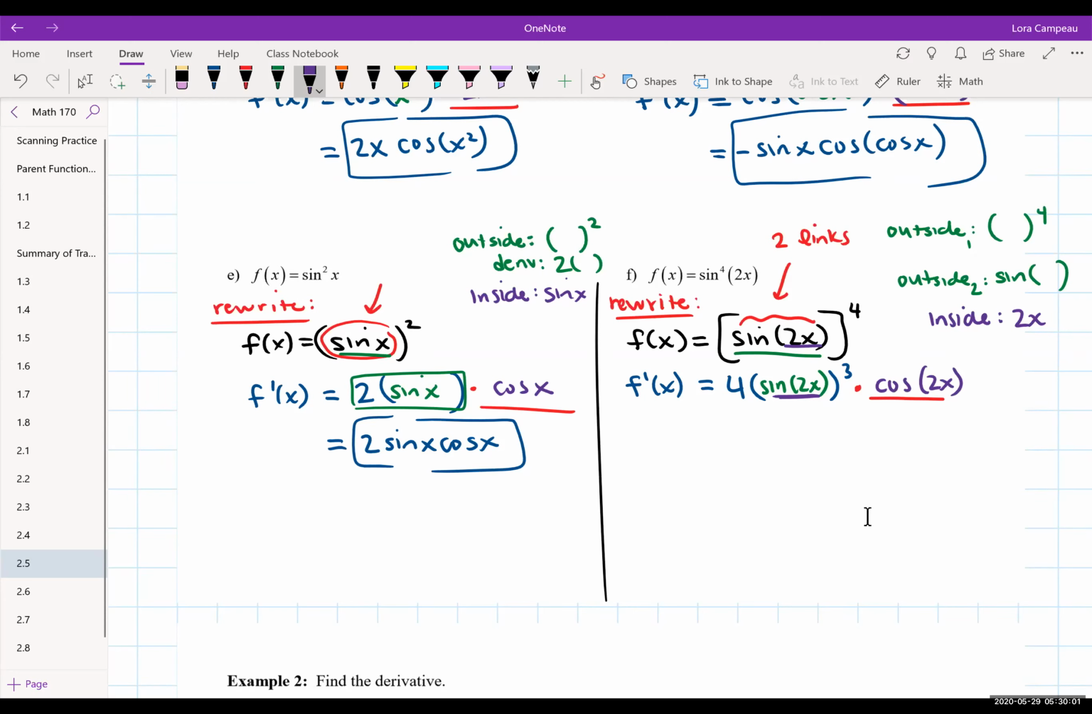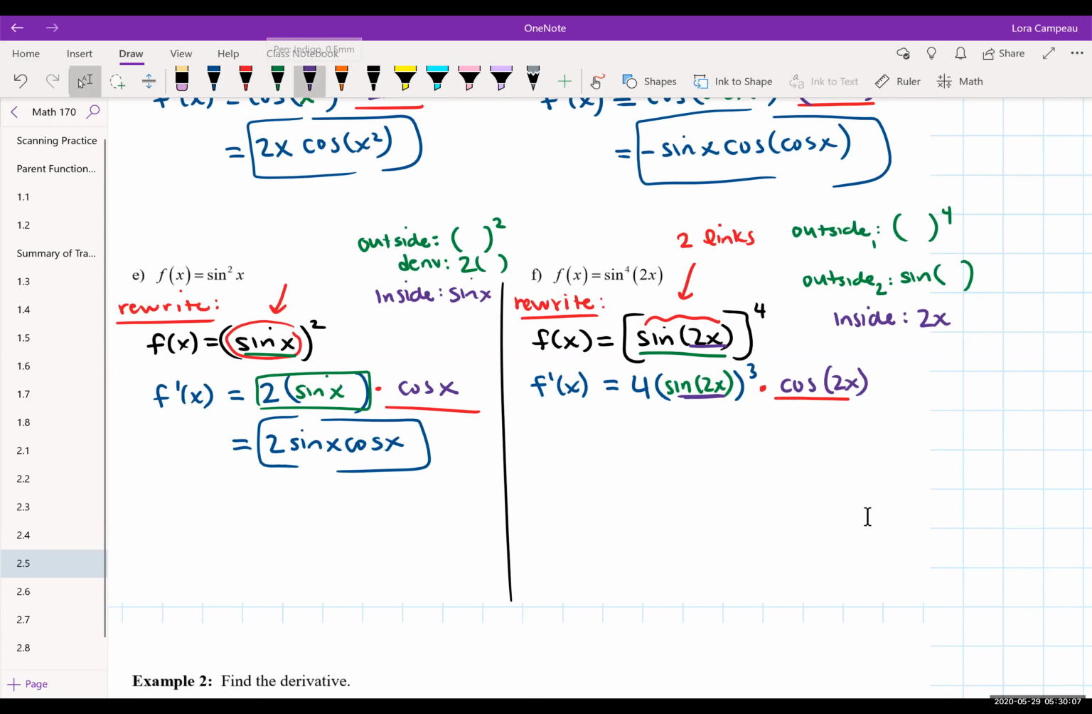But the issue is, we are still looking at the fact that the argument of this particular function is not just a value of x. So this is the inside part. So we have to have one more link on our chain and multiply this by the derivative of the inside, which is 2x. The derivative of 2x is 2. So now we have our expression.